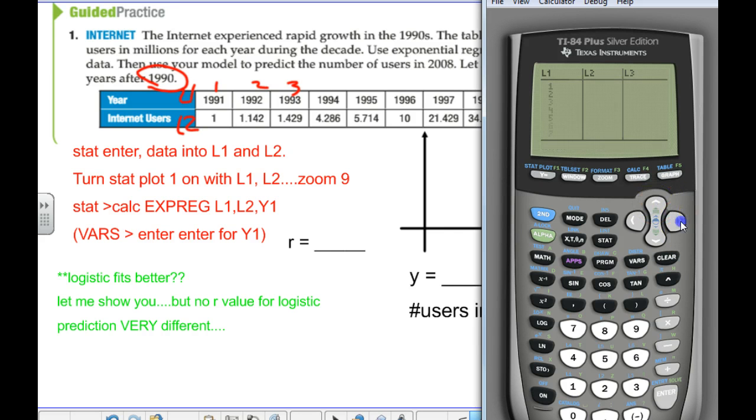I got that list quickly. This list is another story. I already screwed up, didn't I? Or is it rounding? Mine is messed up already. 1.142. 1.429.